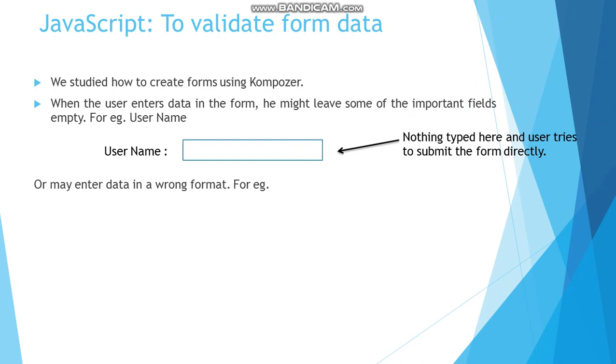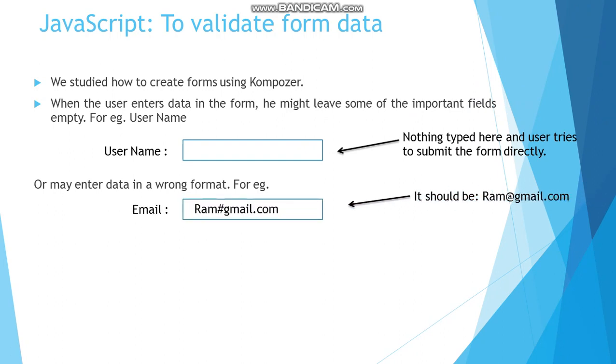Or the user may enter data in the wrong format. For example, email. If you want to write an email, then the @ sign must be there inside it. So the correct way to write an email address is ram@gmail.com. Instead of that, by mistake, it is written ram@gmail.com without the @ sign. So this is the wrong format. So when such types of mistakes occur, then what to do?